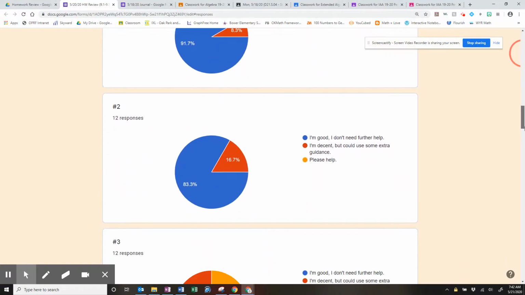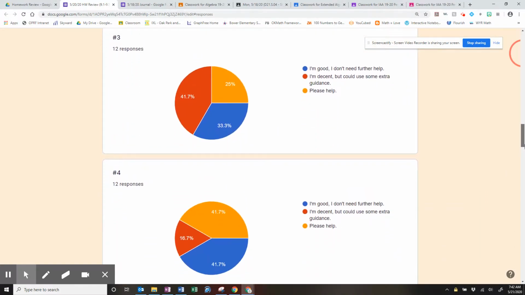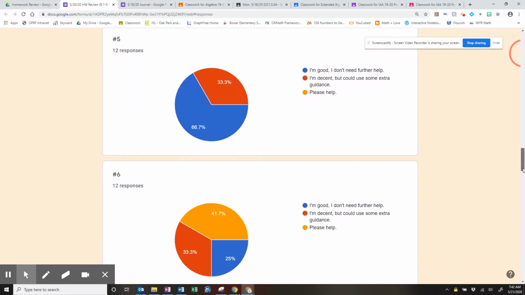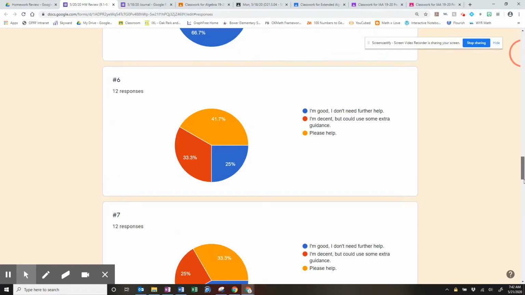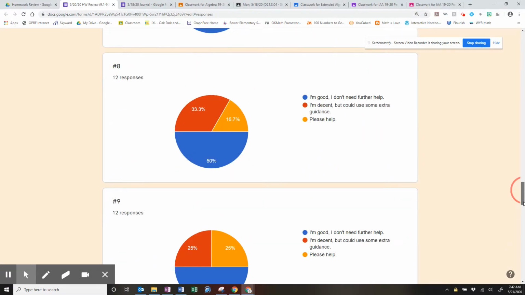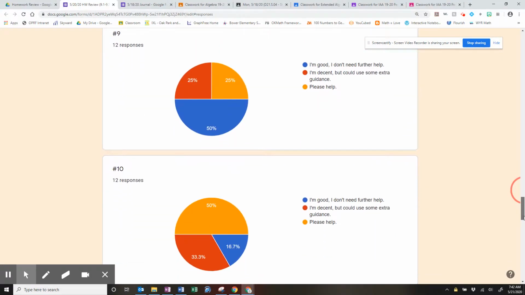Here we go. One, two are both good. Three and four were both arithmetic sequences. I'm going to go over three. And then 5 and 6 were both geometric. I'm going to go over 6. 7 and 8, I think we'll be okay on. I'll post the keys, so make sure you look at those if you had problems with those.